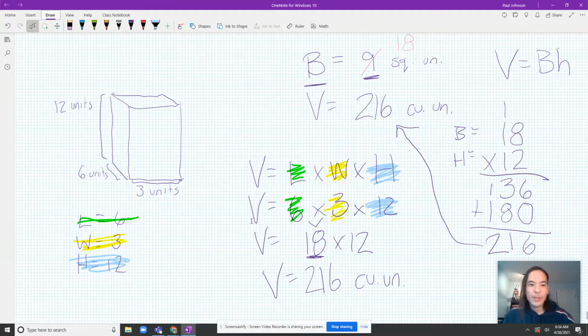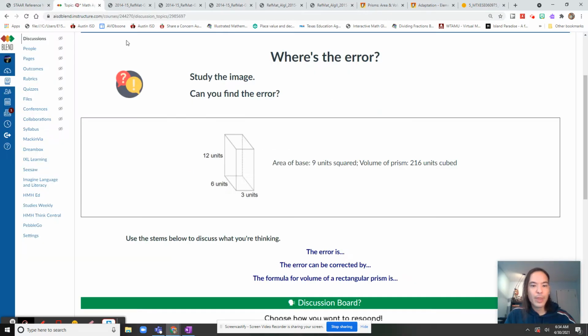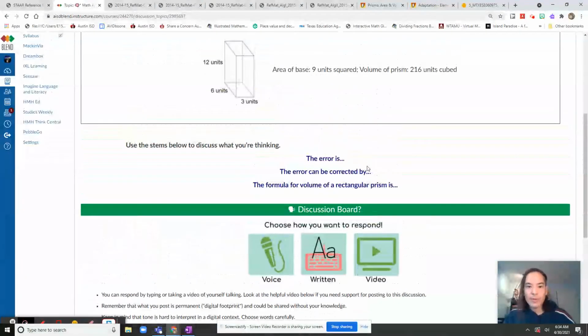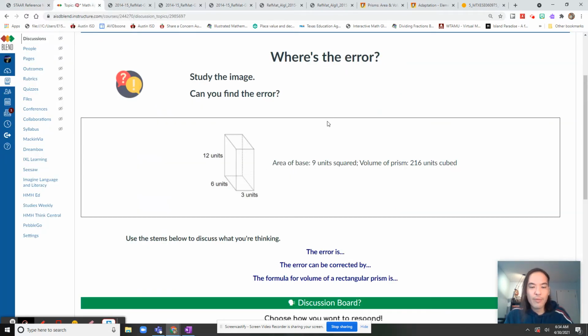All right, so looking back, we used our volume equals length times width times height, or volume equals base times height formula. So either one of those, just remember you use the volume of a rectangular prism formula. So when you answer this question over here, the formula for volume of a rectangular prism is, you can include either this one or this one. We used both today to figure out our problem. All right, so your third step will be that formula.